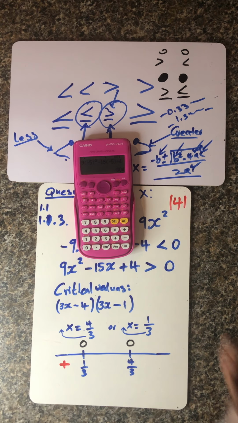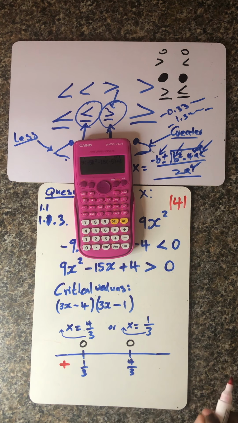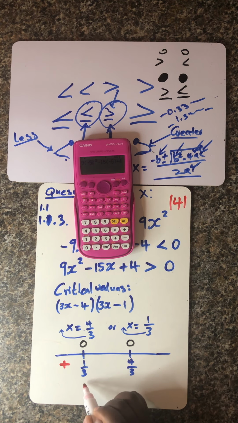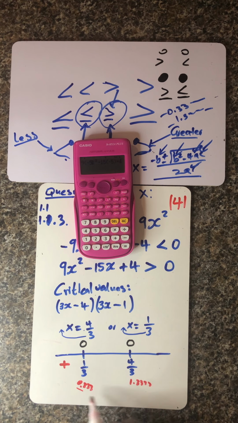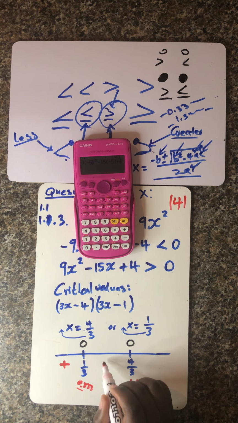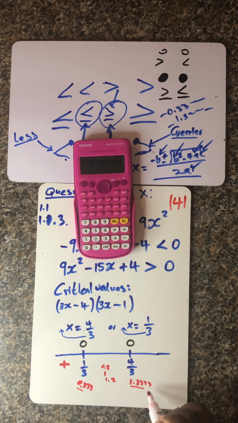Now I'm going back to substitute with a number in between. Remember, guys, this is actually 0.3333, and this is 1.3333. So a number which is in between these numbers, even 0.5, it's in between, even 1, it's in between, even 1.2, it's in between. Just don't make it 1.3 because it's closer to that number.